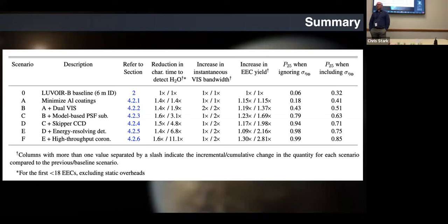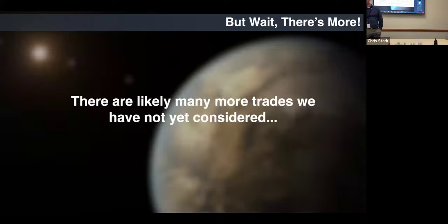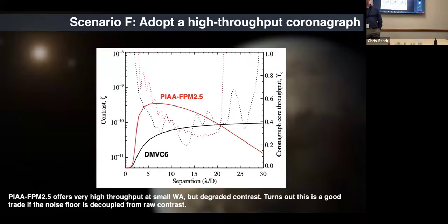Yeah, so let me make a point here to be clear about something. I'm showing you the performance plots for two different coronagraphs. The solid lines show you the throughput of the planet, basically the off-axis PSF. And this DMVC6 has an inner working angle of probably something like 3.5 lambda/D. It's where the throughput falls to half its maximum value.